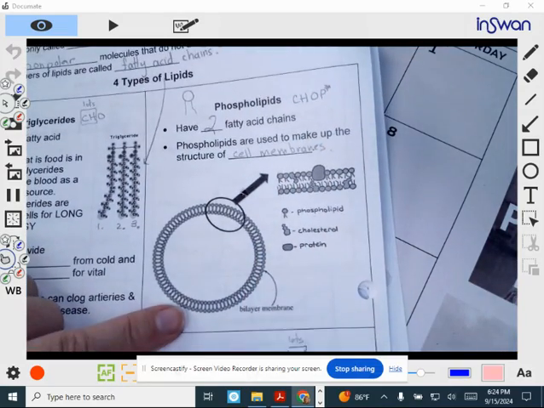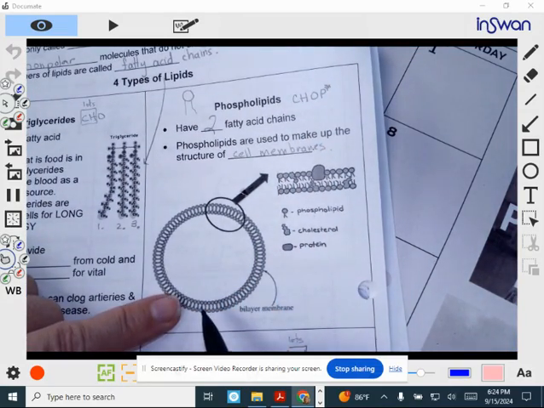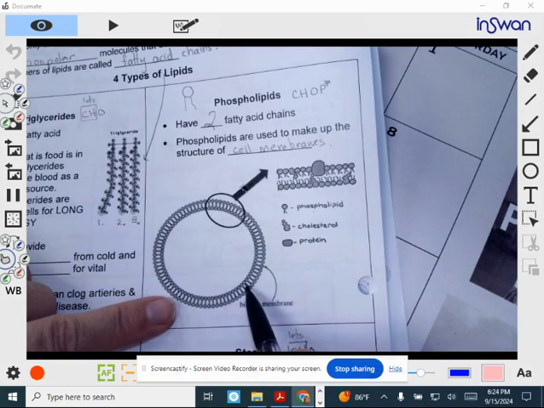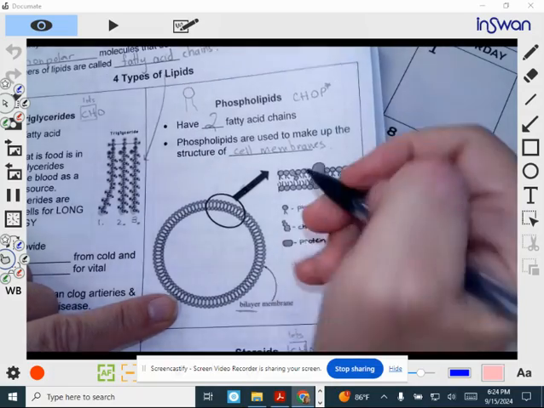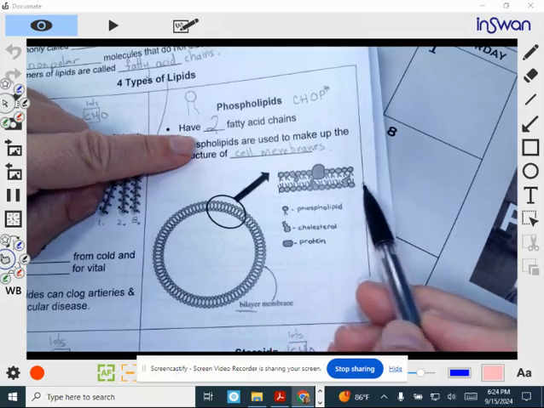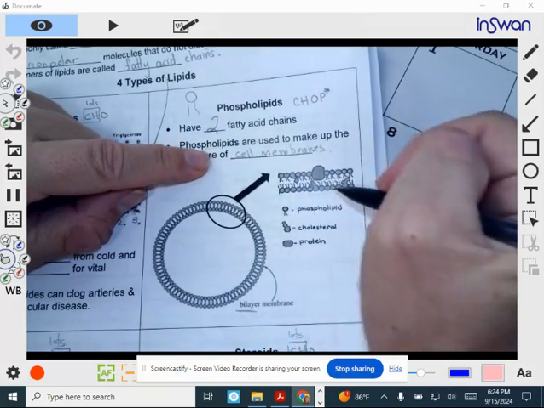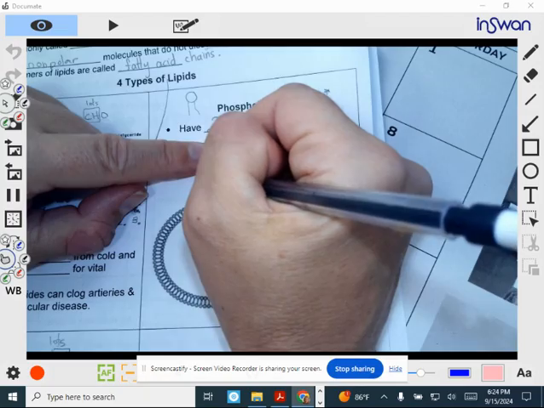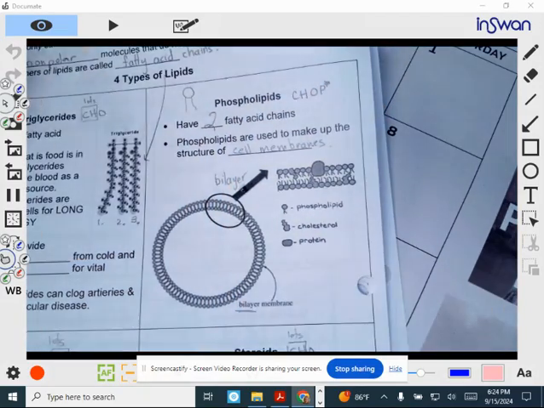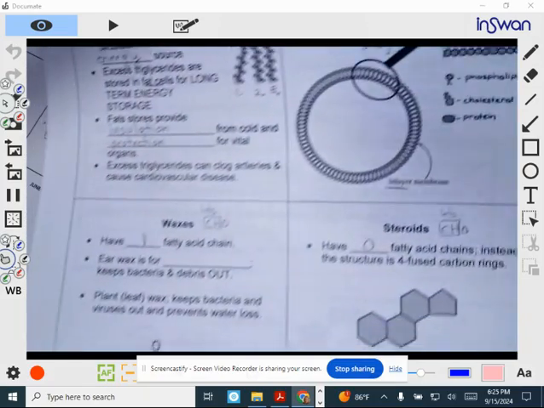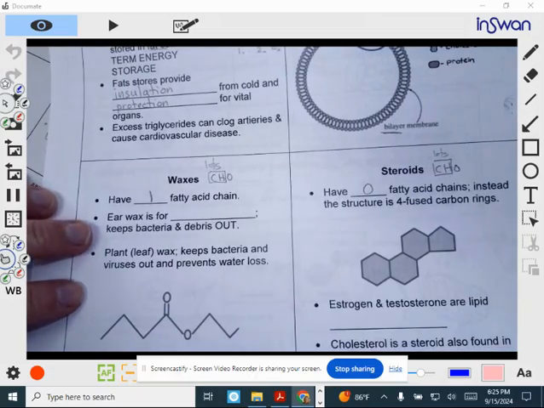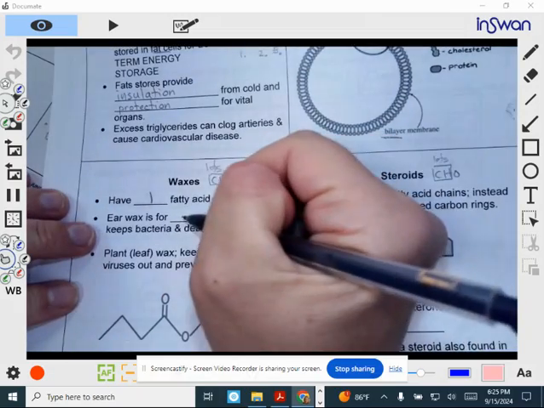And the way that they arrange, if they are put in an environment with water, is there'll be two layers of them. It's called a bilayer. So if you look here, we have one layer of phospholipids, and then you have another one together. This is called the bilayer. This is what your cell membrane is made out of. It's a phospholipid bilayer. All right, so let's take a look at our waxes here. Now you've probably heard of beeswax or earwax, and really what it is for is it offers some protection.